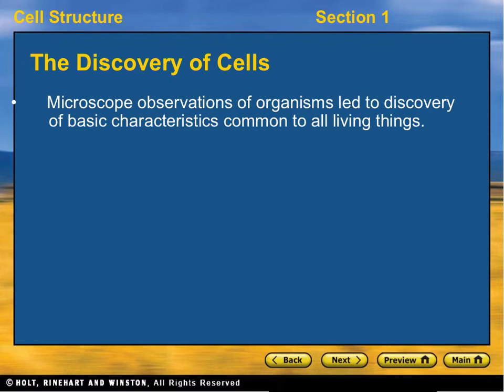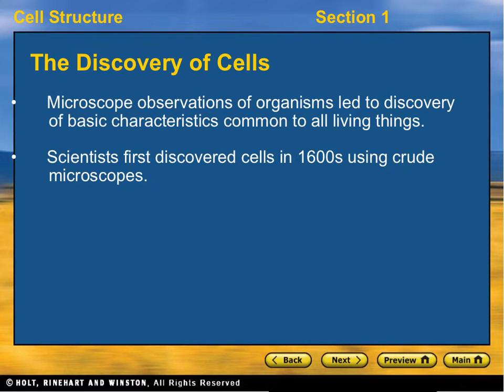As you can imagine, microscope observations of organisms are what led to the discovery of basic characteristics among all living things. It was somewhere in the 1600s that scientists were first able to discover cells, using really crude microscopes. Although they were not nearly what they are today, it's pretty impressive that they were able to find something as small as a cell.